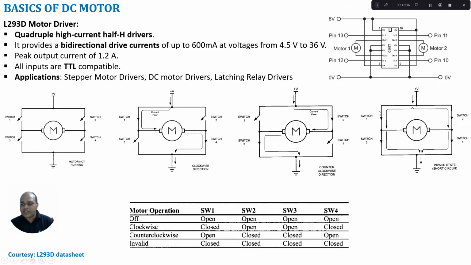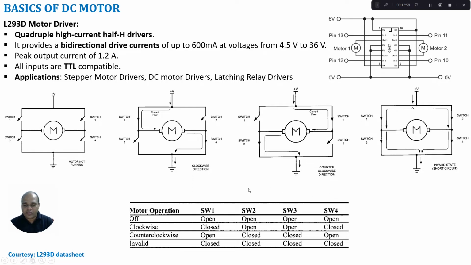If I short circuit all the 4 switches, switch 1, switch 2, switch 3, switch 4, then the current from the power supply either will go through switch 1 and 3 and go to ground, or it will go through switch 2 and switch 4 and go to ground. Now the current is not going to pass through the motor, thereby the motor will be in off state.